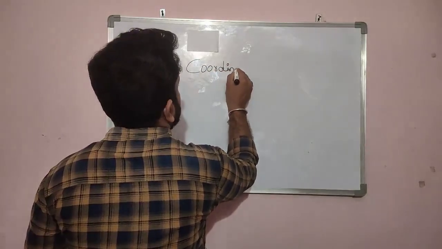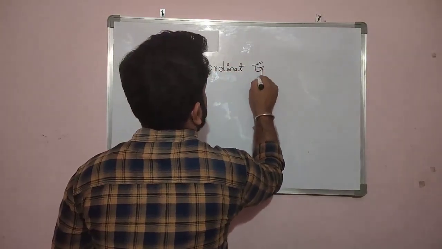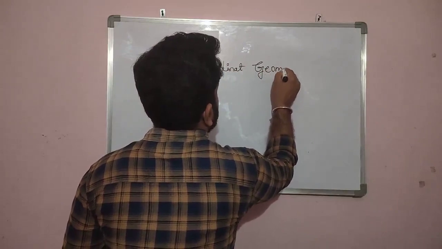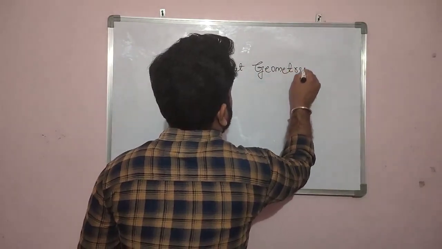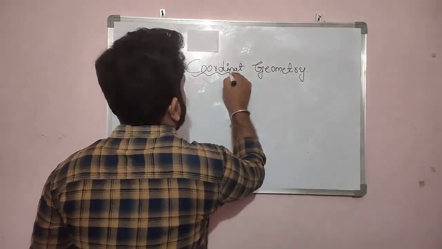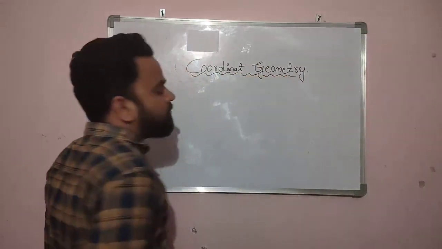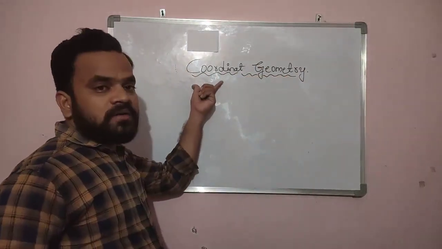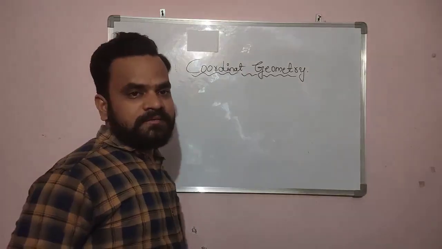Coordinate Geometry. Name of the chapter is Coordinate Geometry. Here only you can see the name itself indicating coordinates will be there in the geometry, right?